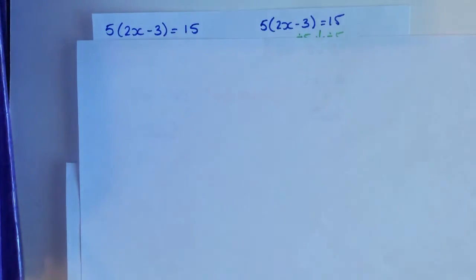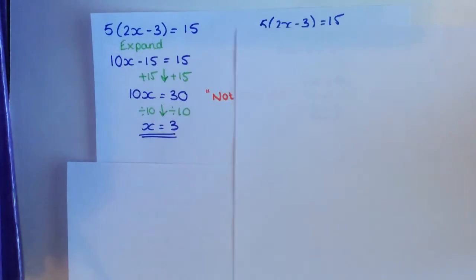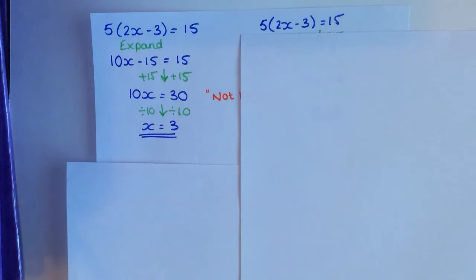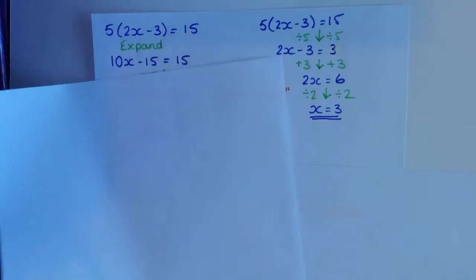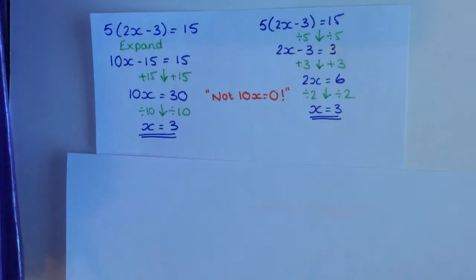Have a look at this one. Okay, so first of all, we've expanded the bracket. Now we can go about solving it as we would normally. Plus 15 to both sides, then divide by 10, giving me x equals 3. You can do this if you've noticed that you can divide by the 5 straight away.